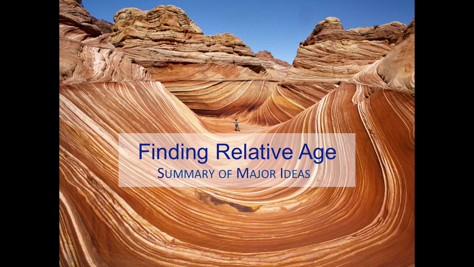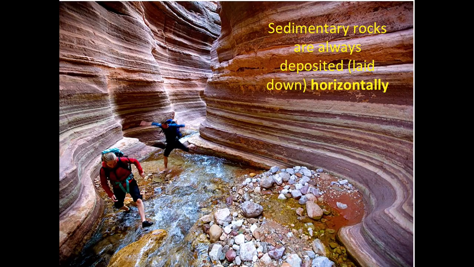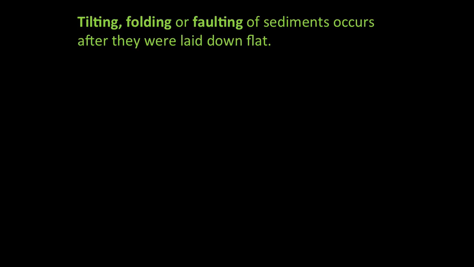I want to do a quick review of some of the major ideas of finding relative age and how to read a cross-section. So let's start with the first law that we learned, the law of original horizontality, which says that sedimentary rocks are always deposited horizontally. They're always laid down flat. If they're not flat, something happened to change them. Some things that might happen are tilting, folding, or faulting of sedimentary rocks.